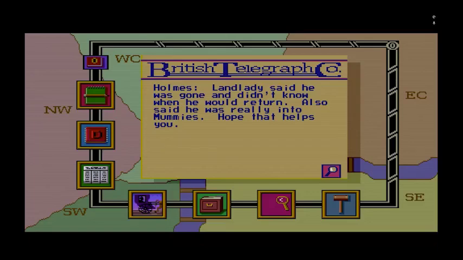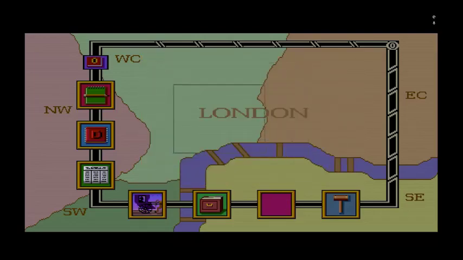Holmes, pardon me. Landlady said he was gone and didn't know when he would return. Also said he was really into mummies. Hope that helps you. I see. So, is he talking to himself or me? It's a bit strange. And I wonder who dug that knife into the wall when Holmes was talking. It's a bit disturbing. A bit grim if I do say so myself.